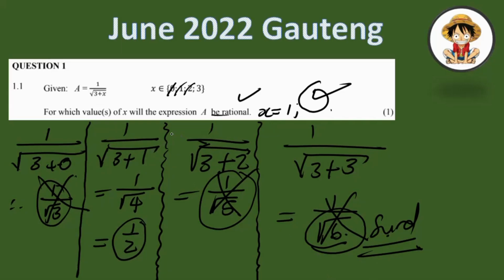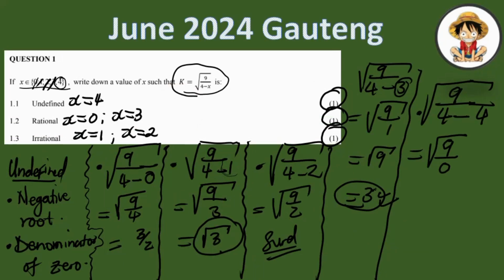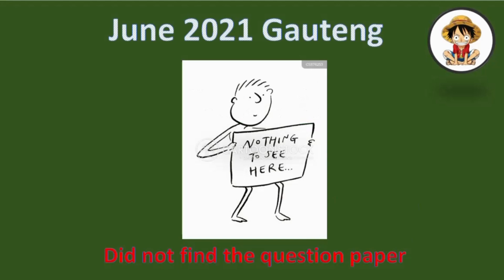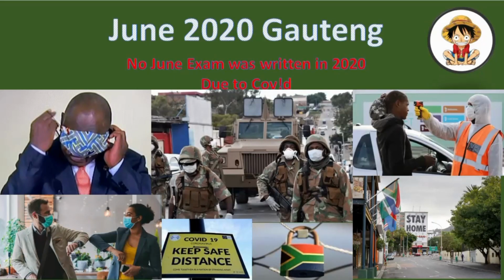You see that? Nice question from June 2022 Gauteng, and I'm sure you would have gotten this one mark so easily. Afterwards, so what did I do? I dealt with 2024. I did 2023. Then I went to 2022. Afterwards, I went to 2021, but there was no question paper there. I don't know why the internet doesn't have that. So I was like, okay, let's move on. I went to 2020, but then I remembered that in 2020 there were no June exams because of our situation, right? And I was like, okay, let me keep on searching.